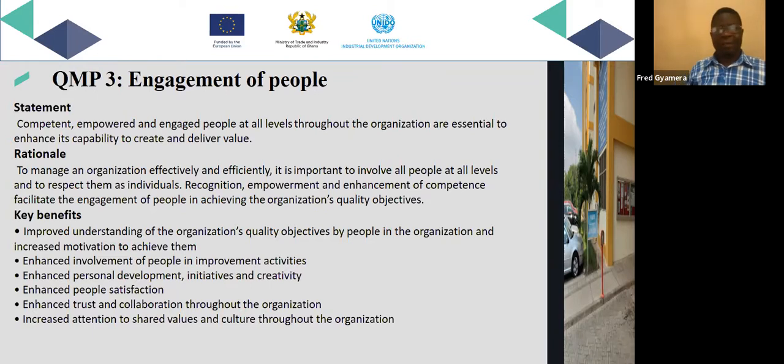What is the rationale behind this principle? To manage an organization or a company effectively and efficiently, it is important to involve all the people at all levels and to respect them as individuals. Recognize, empower, and enhance their competence so that you can facilitate the engagement of the people in achieving the company's quality objectives. That is the reasoning behind this quality principle. Why? What are the benefits?